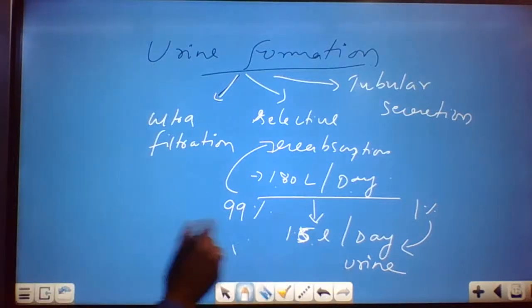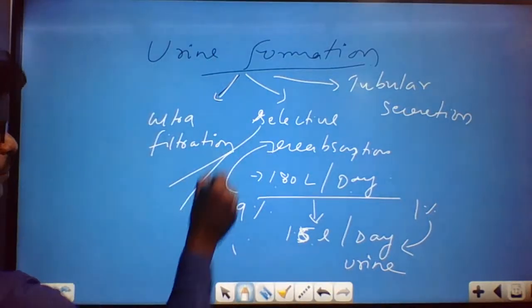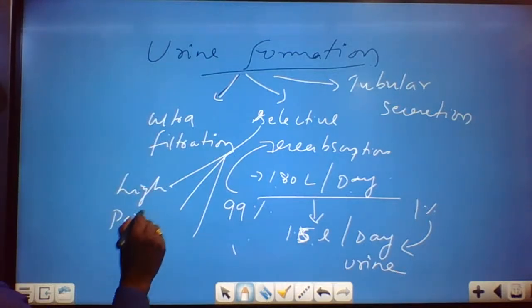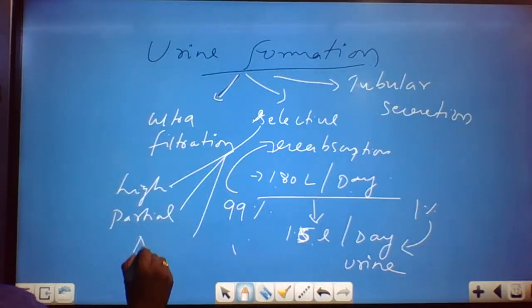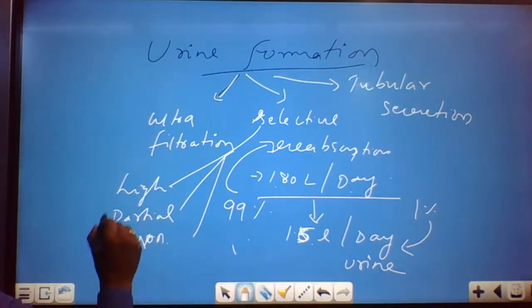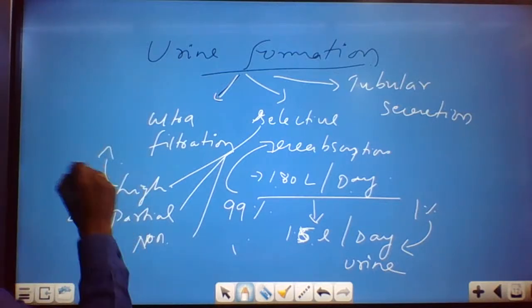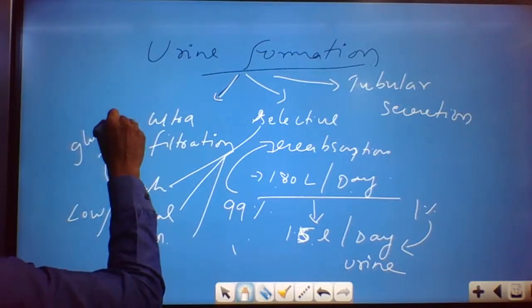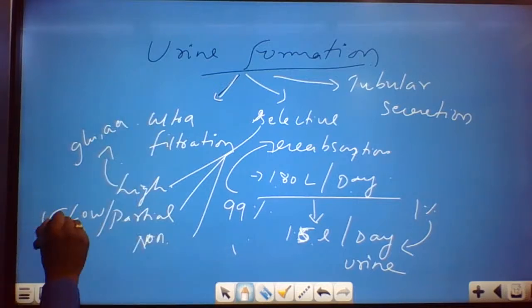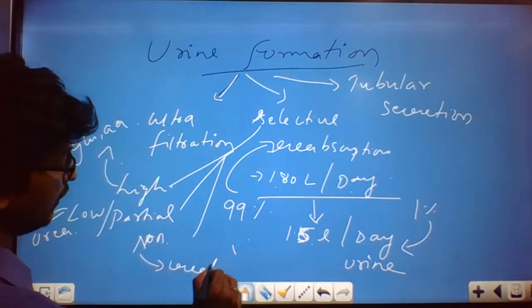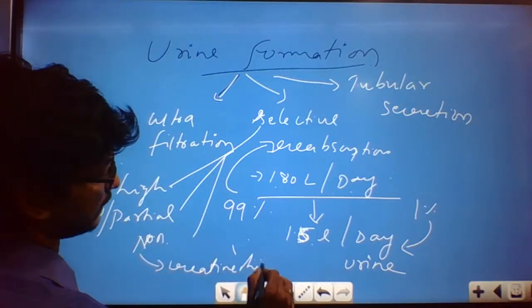Selective reabsorption divides substances into three types: high threshold substances, partial or low threshold substances, and no threshold or non-threshold substances. High threshold substances are glucose and amino acids. Low threshold substances: urea. Non-threshold substances: creatinine and hippuric acid. Note this.